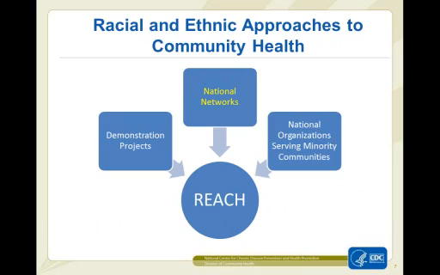Another DCH initiative is our Racial and Ethnic Approaches to Community Health program, which engages national organizations, community-based organizations, and local government agencies that are implementing and supporting the implementation of community-based programs that are culturally appropriate, with culturally appropriate interventions across the nation to eliminate health disparities among African Americans, American Indians, Hispanic, Latinos, Asians, Alaskan Natives, and Pacific Islanders.